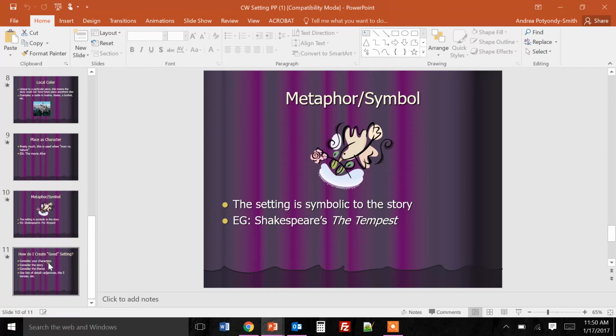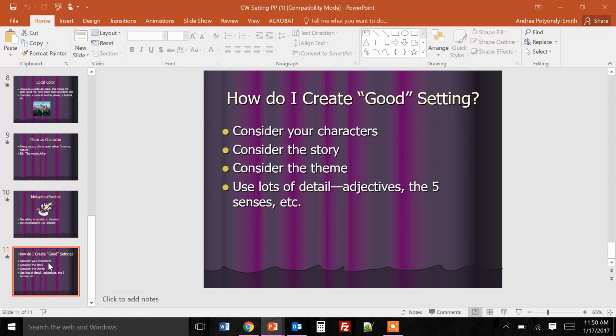And then how do you create good setting? Description. You have to consider your characters. You have to consider the theme. But setting is very much a show situation. You need to show the reader where your characters are to engage them. So I don't have a setting assignment per se, but this will help you. Description. That's why we do it.